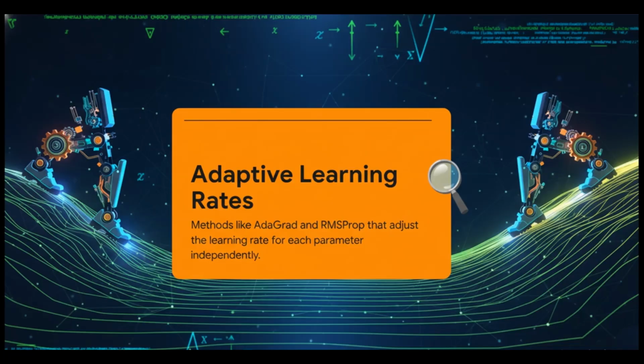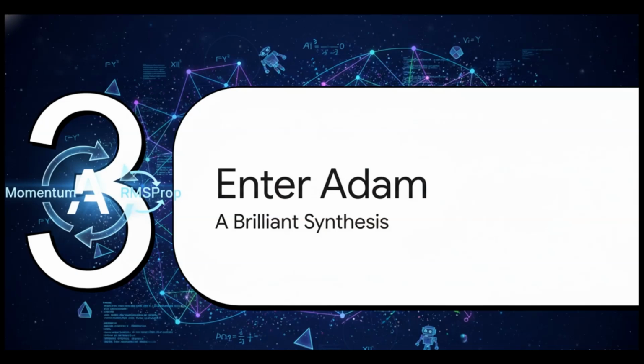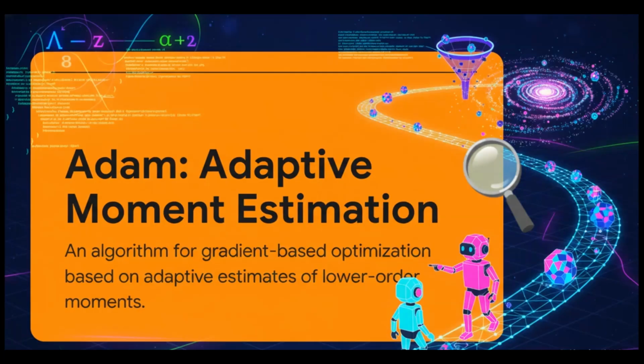So for a while, it was like you had to pick one. Do you want the heavy ball or the smart shoes? They were 2 different approaches. Then, in 2014, this paper comes out with a new algorithm that just brilliantly fused the 2 together into one incredibly effective package. And they called it Adam.